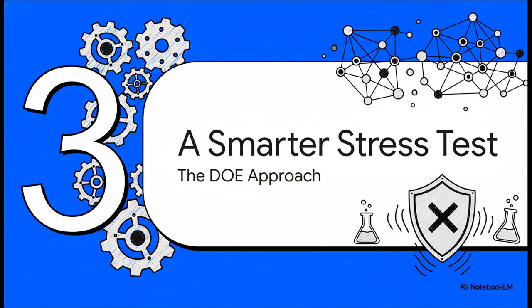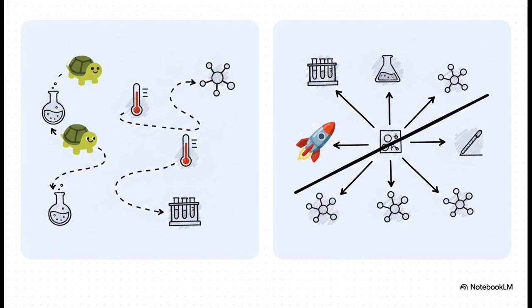All right, let's turn the corner and talk about the solution. Instead of just relying on random, one-off checks here and there, we can use a much smarter, more structured approach called design of experiments, or DOE, to intelligently stress test our assay. Think about it. The old way of testing one thing at a time, it's slow, it's piecemeal, and worst of all, it completely misses how these different factors combine and interact in the real world. The DOE approach is totally different.